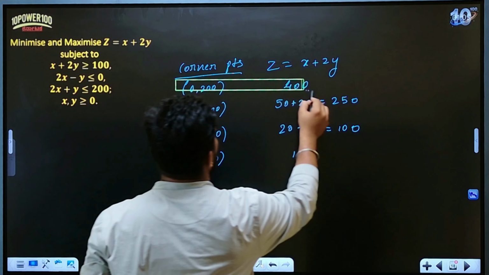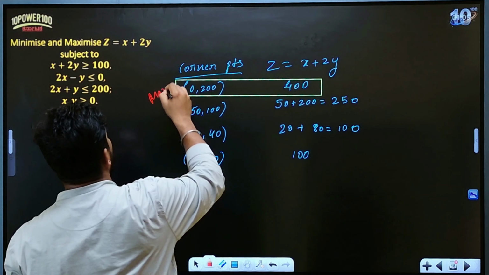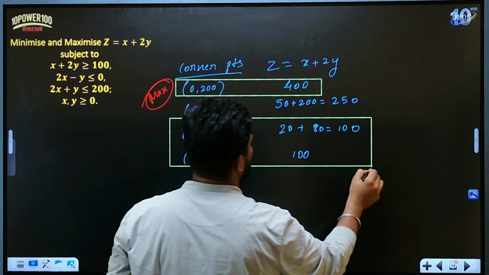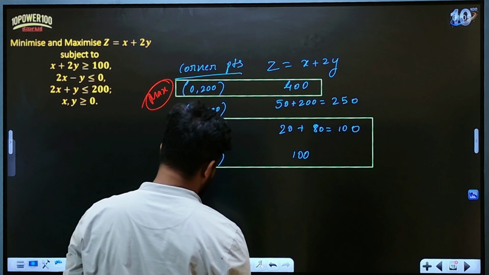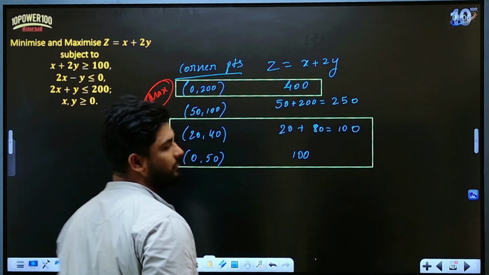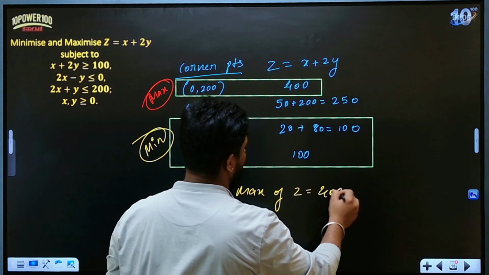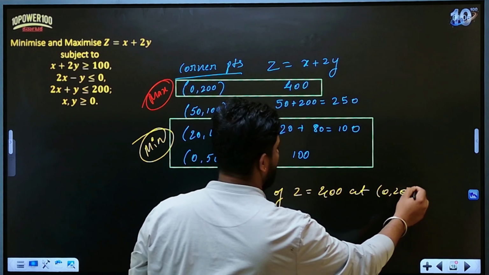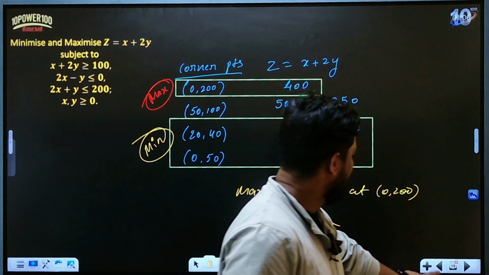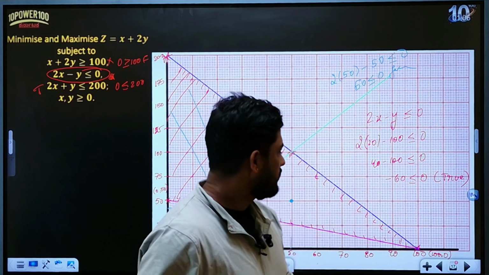Maximum value is what? Maximum value is 400. So just write this is maximum value. Okay, and minimum value, we have two minimum values. What are those? So these are the minimum values, right? Maximum value, max of z is equal to 400 at (0, 200), and minimum is also similar. So write the conclusion. Conclusion also carries 1 mark, okay? And very important, I did not write the scale anywhere, so please write the scale, it's very important to write the scale.